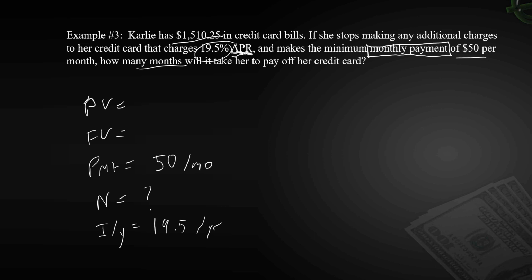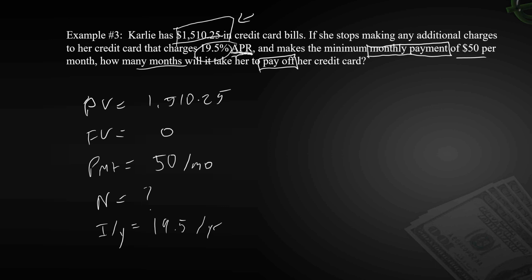Now, we have one number left, 1,510. So where does it go? Let's ask ourselves, did she get this $1,510 at the beginning of her repayment period or at the end? She's getting this money at the beginning. She owes this now, and she's trying to get this number to go down to zero. That's what paid off means. It's paid off when you owe nothing. So she's going to start with $1,510 on the credit card, and she wants to end with zero.